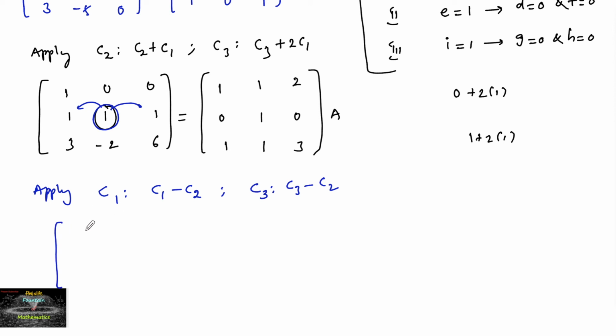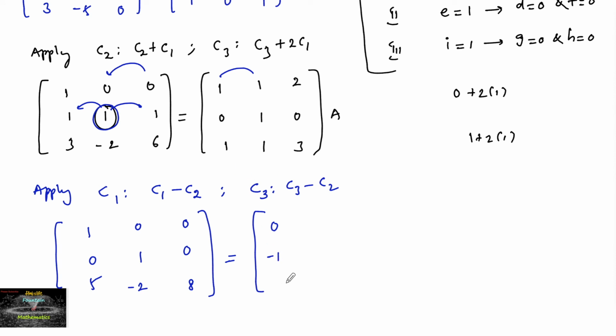so that first column 1 minus 0 it's 1, 1 minus 1 it's a 0, 3 minus of minus 2 it is 5, and second column as it is 0 1 and minus 2, third column C3 minus C2, 0 minus 0 it's a 0, 1 minus 1 it's a 0, 6 minus of minus 2 it is 8, which is equal to, again apply here column 1 minus column 2, 1 minus 1 it's a 0, 0 minus 1 it's minus 1, 1 minus 1 it's a 0, column 2 as it is 1 1 and 1, and column 3 minus column 2, 2 minus 1 it's 1, 0 minus 1 minus 1, 3 minus 1 it is 2 into A.